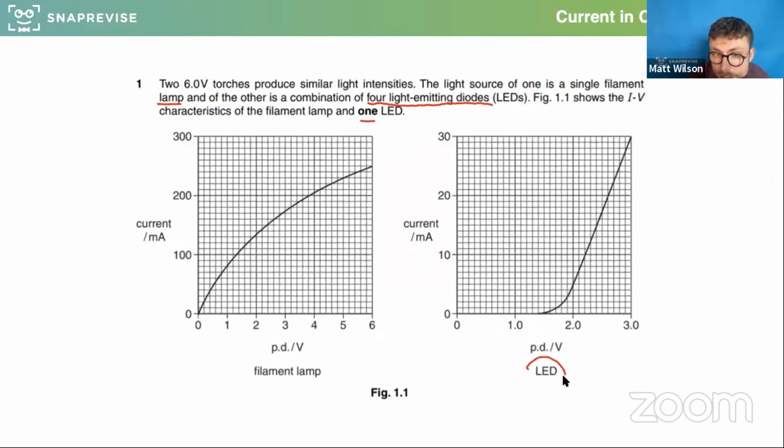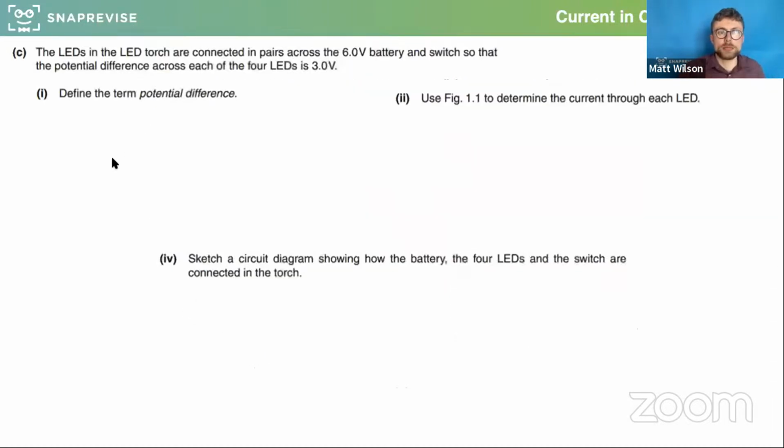So here we have a single LED. We have a graph of the current going through it against voltage. Here again for the other thing, which is a lamp, we have a graph of the current against the voltage through it. Okay, good. So we understand the question. We understand the setup. What's the actual question? The LEDs in the LED torch are connected in pairs across the 6-volt battery and switch so that the potential difference across each of the 4 LEDs is 3 volts.